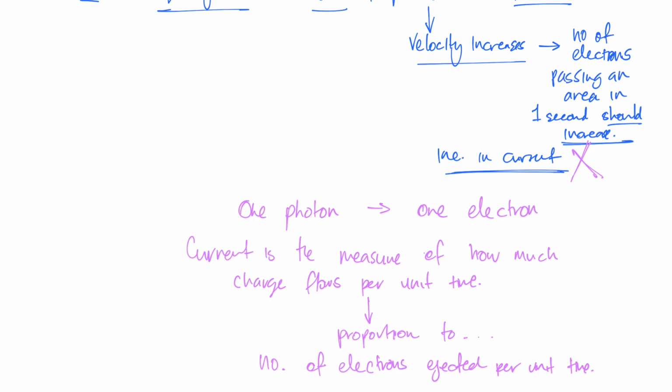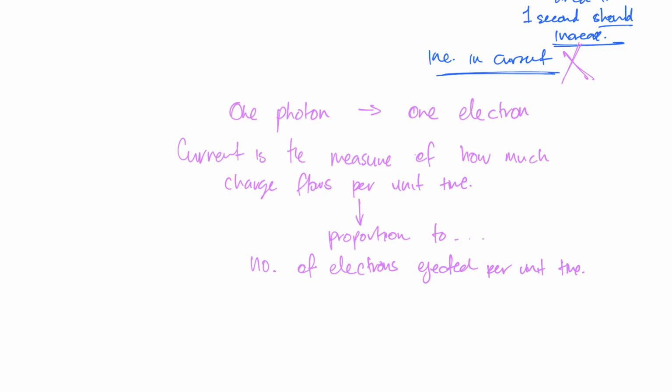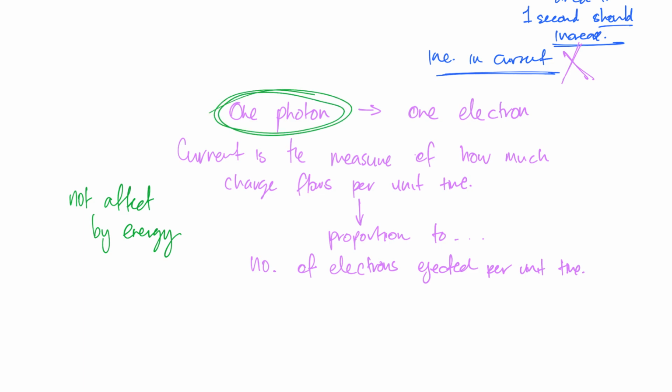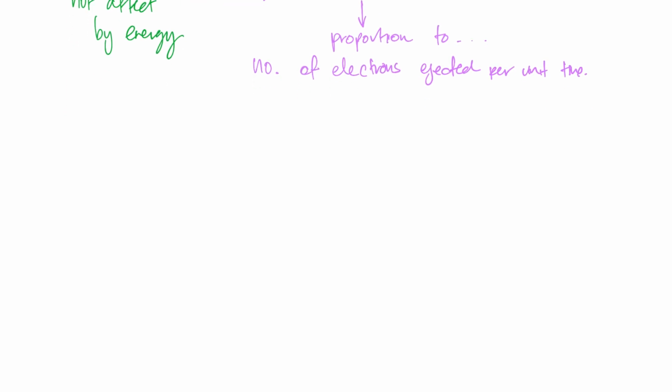The energy, this whole situation, is not affected by energy at all, because when the photon comes in from the blue light, it's going to affect only one electron. And that electron is going to leave the metal. So I want you to think about it like this. Let's say I had a circuit. Let's say I have two circuits. Here's my circuit.